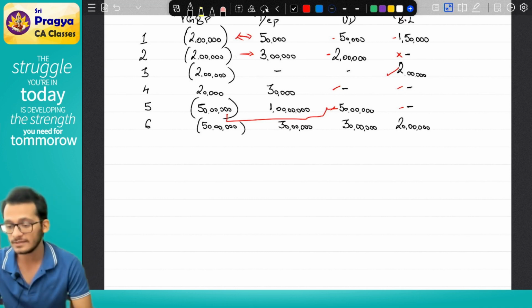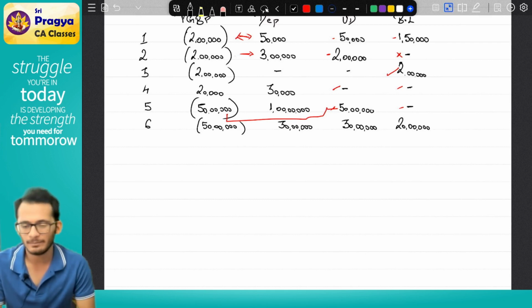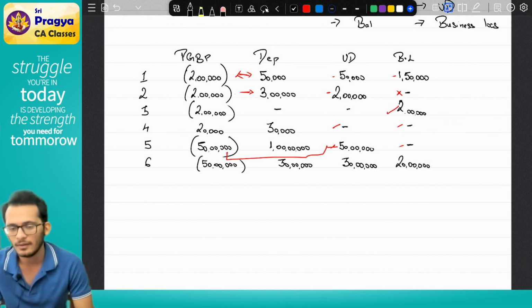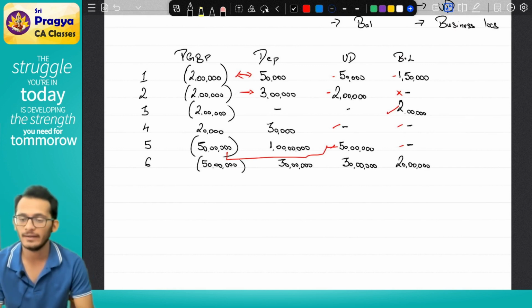The 20 will go to business loss. Yes or no? In simple words, whenever you have a PGBP loss, first priority is given to UD, and the balance goes to business loss. Now, what is the benefit? Why are we doing this?